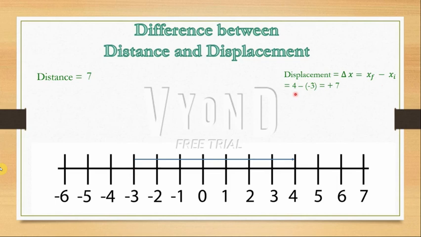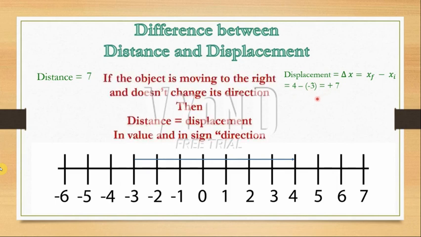The final point is 4, minus the initial point, -3, so 4 minus -3 equals +7. What do we learn from this example? We learned that if we have an object moving to the right and it doesn't change its direction, then distance equals displacement. In the value, 7 and 7, and in the sign or the direction, positive and positive.